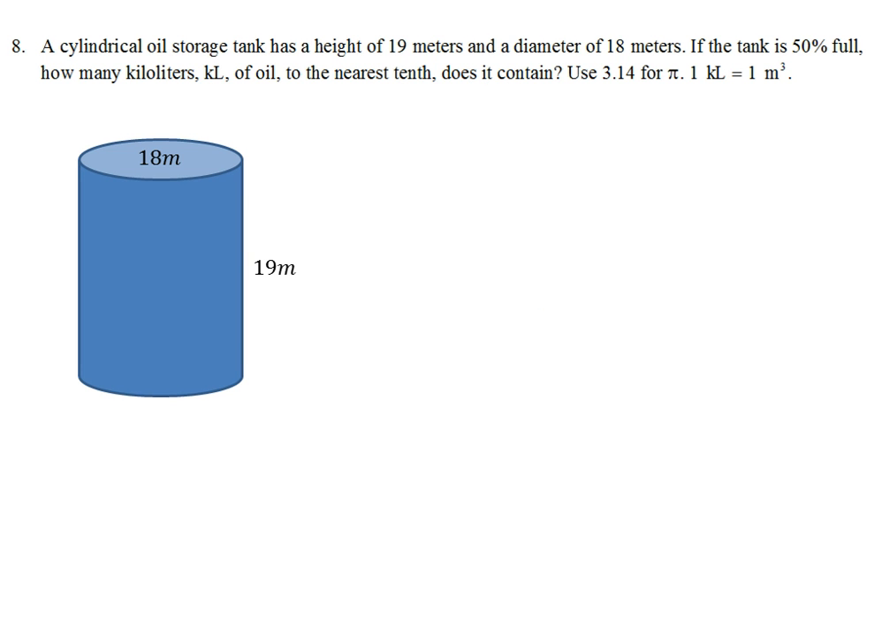Number 8, a cylindrical oil storage tank has a height of 19 meters and a diameter of 18 meters. If the tank is 50% full, that's half, how many kiloliters of oil to the nearest tenth does it contain? And we're going to use 3.14 for pi, and they also tell us that 1 kiloliter is equal to 1 cubic meter. So the first thing I'm going to do is I need to know the volume formula for a cylinder. And the volume formula for a cylinder is the volume is equal to the area of the base times the height of the cylinder.